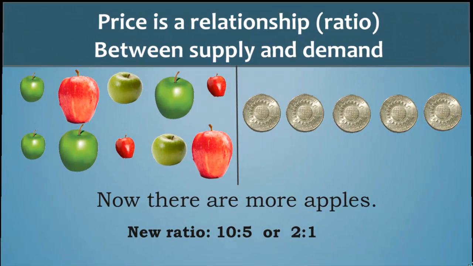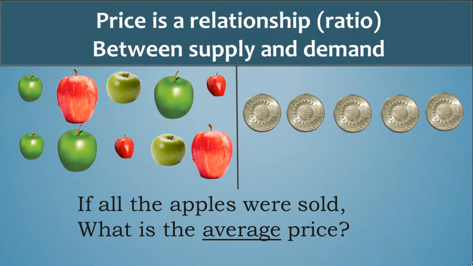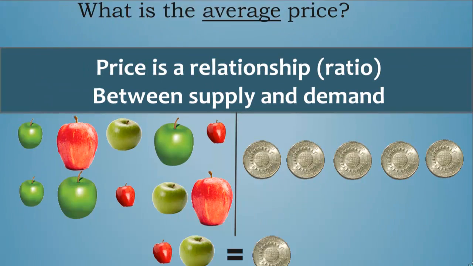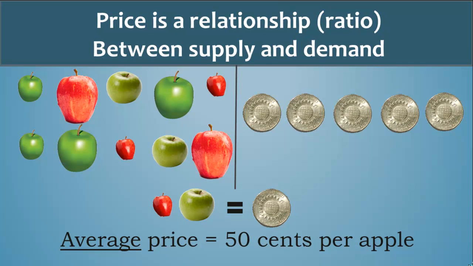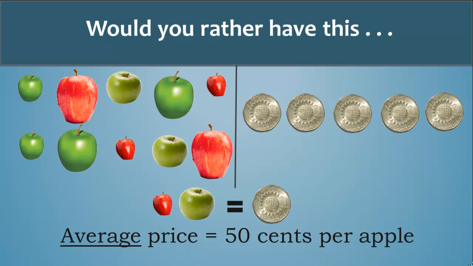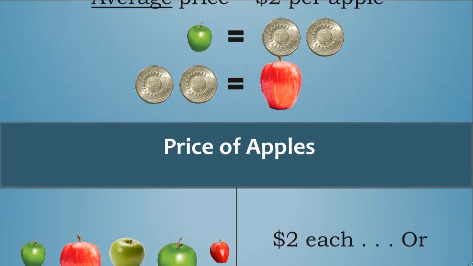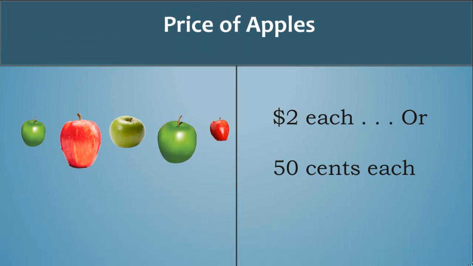What's the new ratio? The new ratio now is 10-to-5, or we can say 2-to-1. That's 10 apples and only $5. And that means that the average price, of course, is just a little different. In this case, the price hasn't gone up higher, it's gone lower. So if we have a 2-to-1 ratio, the average price is going to be 50 cents an apple. Now, which price would you prefer? 50 cents an apple or $2 an apple?